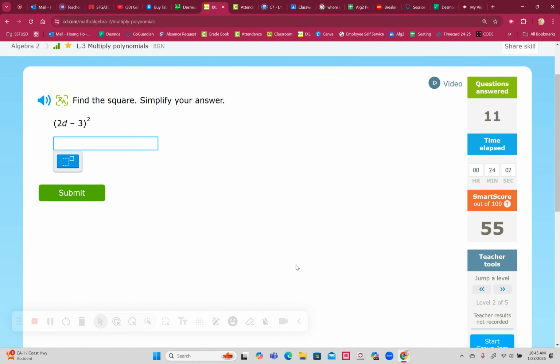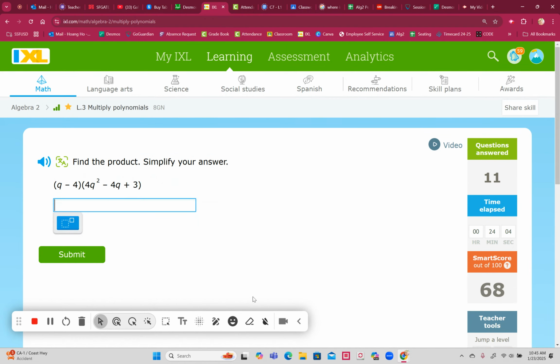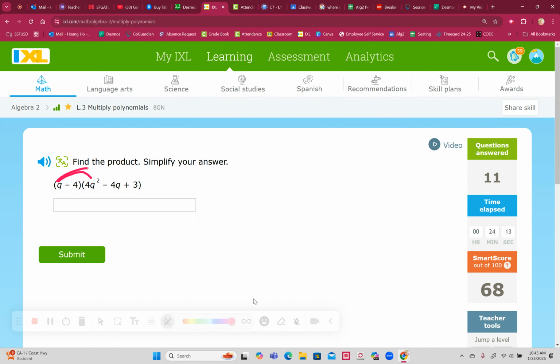Okay, let's move to the next level. Here's your next level. So we do the same thing. First, I multiply the q with each term in the second parenthesis. And then when I'm done, I multiply negative 4 with each term of the second parenthesis. Pay attention. If you see a negative sign, pay attention. So let's do this. Here we go. q times 4q squared becomes 4q cubed.